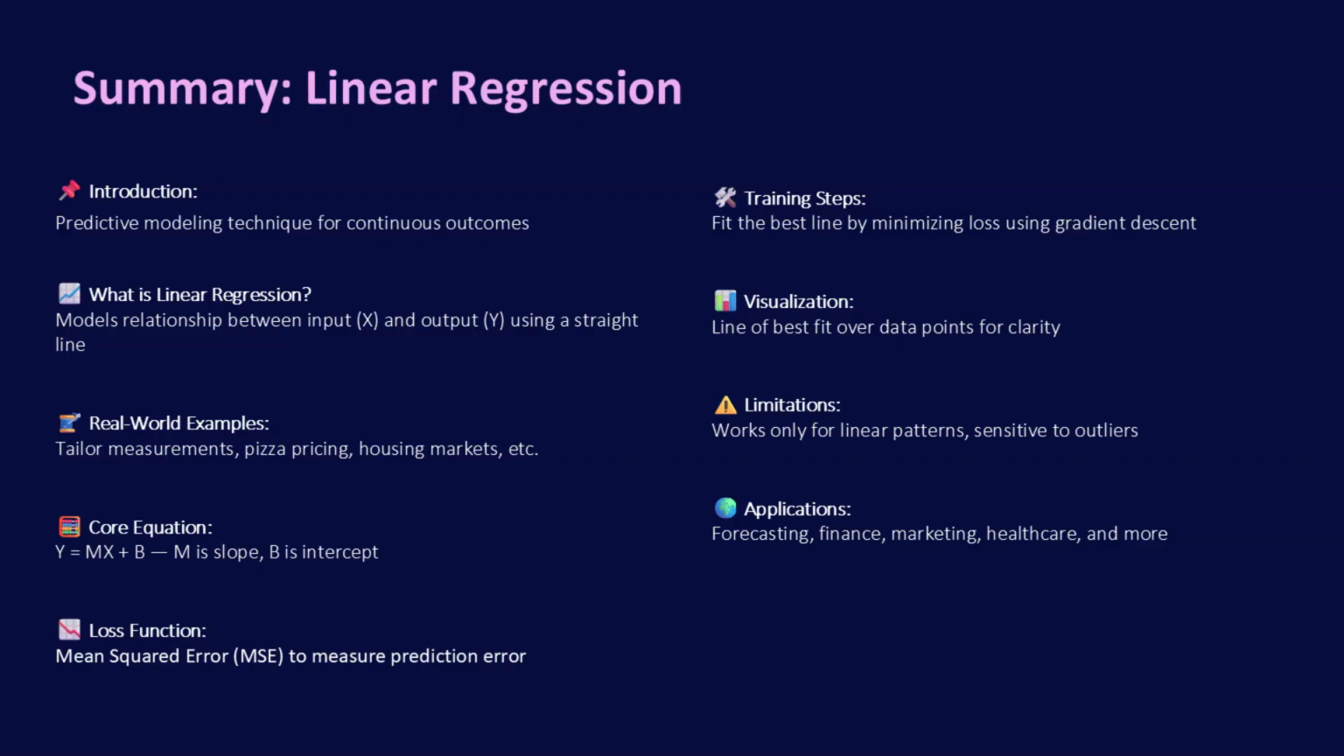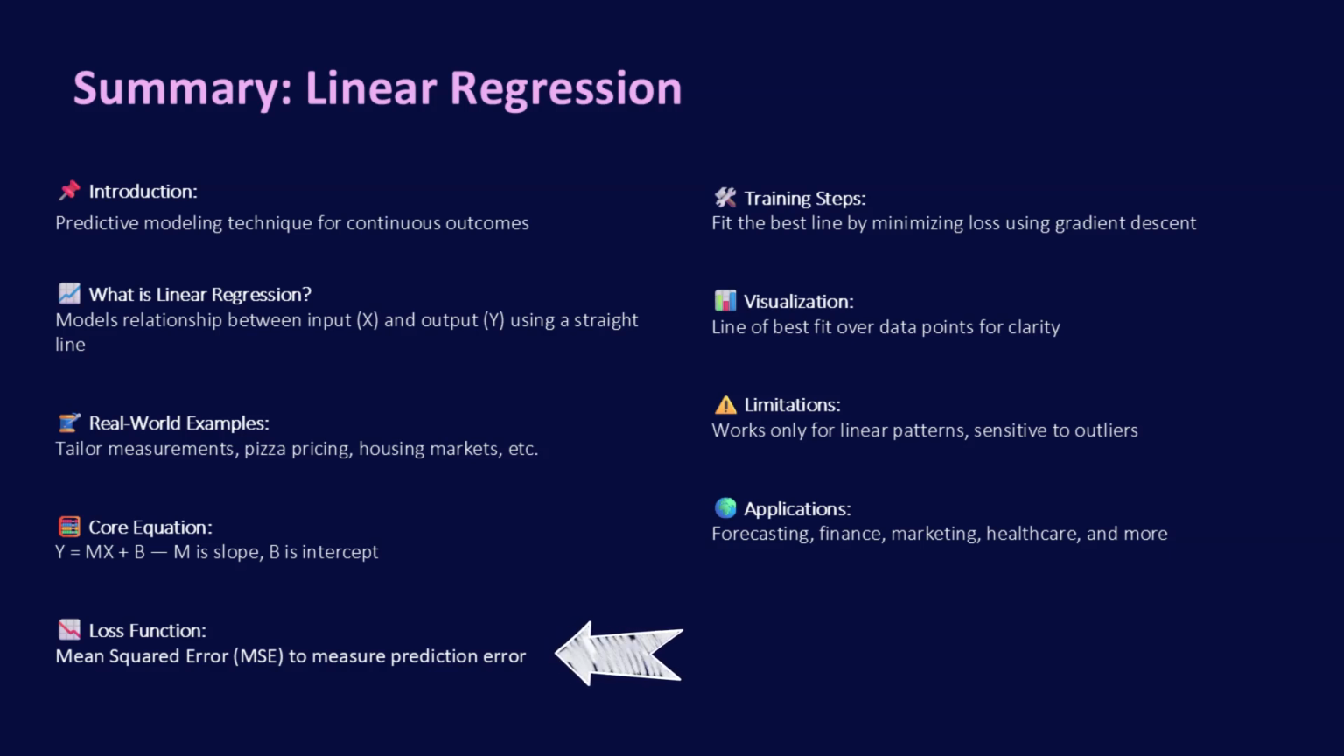Let's quickly recap everything we've covered about linear regression. We began with a simple introduction. Linear regression is a predictive modeling technique used for continuous outcomes. Then we learned what linear regression really is. It models the relationship between input, or X, and output, or Y, using a straight line. We saw real-world examples like tailoring measurements, pizza pricing, and even housing markets. Next came the core equation, y equals mx plus b, where m is the slope and b is the intercept.